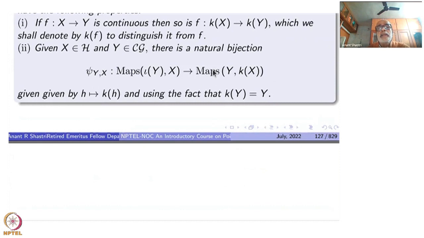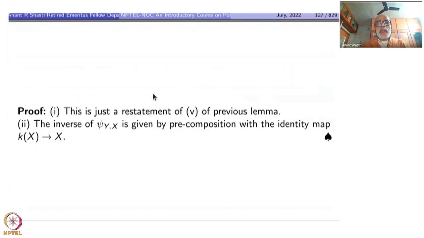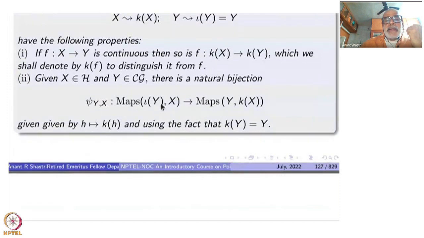So let us understand that. Okay, the first part we have already seen. Kx to ky, we have f of fk, kf from kx to ky. Okay, so it's a restatement of part of the fifth statement of the previous lemma. The second part, all that I have to do is, I have to tell you what is the inverse image. Okay. One part I have said, h going to kh. Take any map from y to kx, which is continuous. So what is the corresponding map here? The same map. The map from y to x is also continuous.